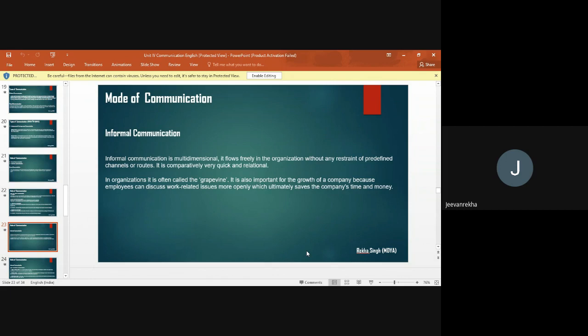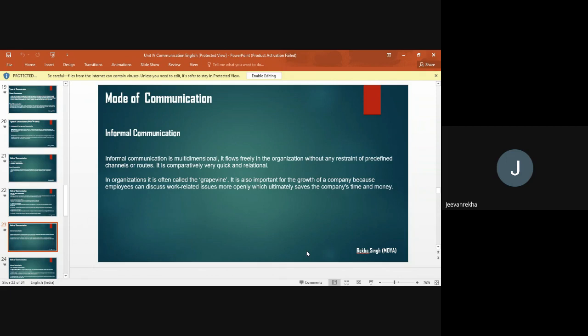So what will you do? Sometimes you will be formal and sometimes you will be informal. Employees are also friends, so sometimes you will be informal, right? In organizations, it is often called the grapevine. It is also important for the growth of the company because employees can discuss work-related issues more openly, which ultimately saves the company's time and money.